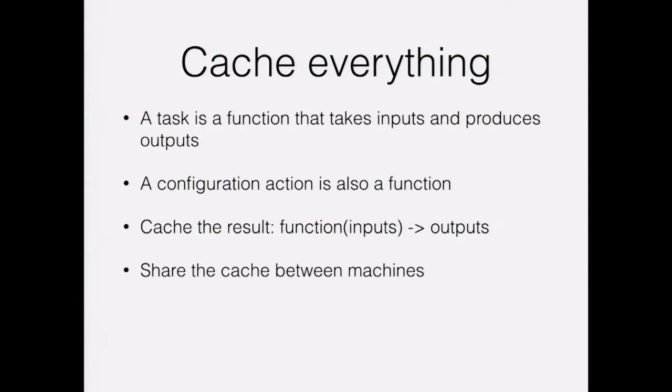So that kind of brings us nicely to caching everything. So we have this graph of functions. Functions take inputs, they produce outputs. Most tasks and most configuration actions, but not all, are deterministic. So if you've got a given set of inputs, it will always produce the same set of outputs, which means you can cache that result and reuse it later.